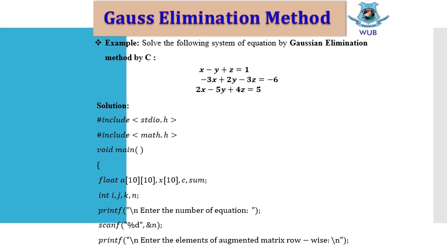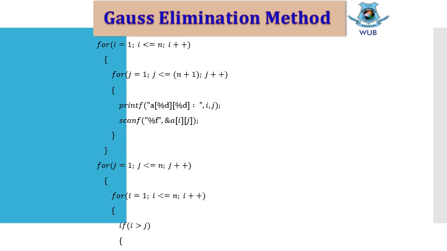take another input, which is the augmented row matrix. That means the unknown variables' coefficients. Okay. For this, we need to execute two for loops because we take the input in a two-dimensional array.